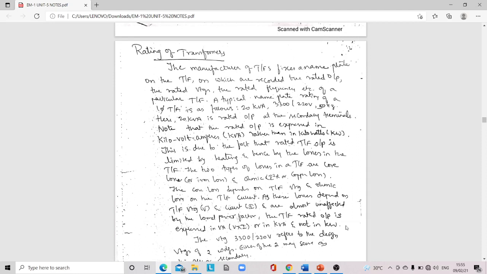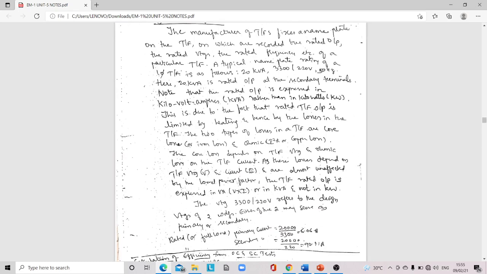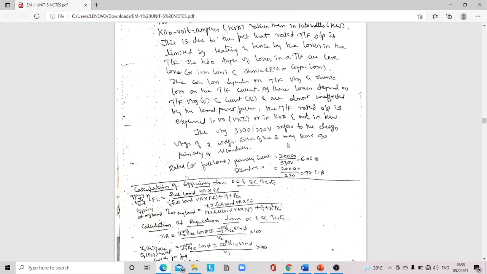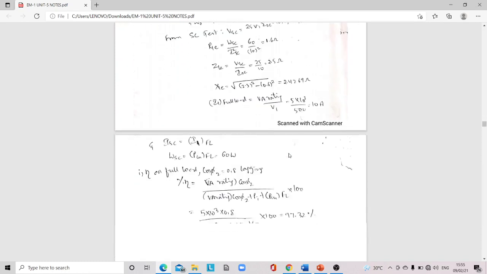Rating of transformer. See, rating of a transformer should always be in kilovolt ampere, not in kilowatt, because rated transformer output will be limited by heating and hence by losses in the transformer. So two types of losses in a transformer are iron losses and copper losses. Iron losses depend on transformer voltage and copper losses depend on transformer current. And because these losses depend on voltage and current and are almost unaffected by the load power factor, transformer rated output is expressed as volt ampere or kilovolt ampere and not in kilowatt. Very important for a 2 mark short question. This can be asked: why is transformer rating in kVA rather than kilowatt?